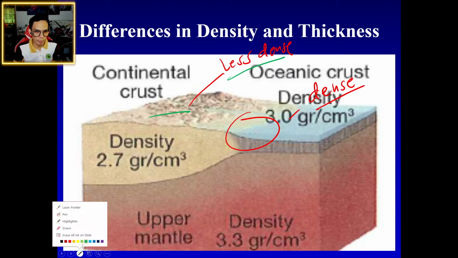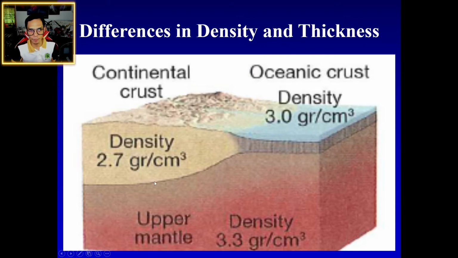So in terms of density, the continental crust varies in just a small amount compared to the oceanic crust. And the density of the upper mantle is not that high. It is just a small difference between the continental crust and the oceanic crust. It's just 3.3 grams per cubic centimeter. So this is the density of the upper mantle compared to the continental crust and the oceanic crust.